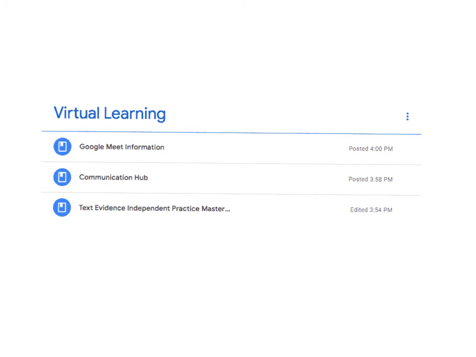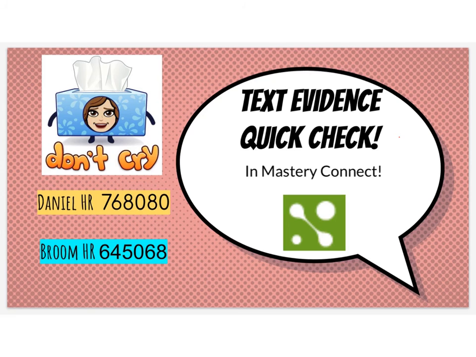Okay guys, this is where you'll find your independent work. You will go to Google Classroom in the section called Virtual Learning, and when you do that, you're going to click here. Now once you click Text Evidence Independent Practice, you will then find this where it gives you a code. You will go to Mastery Connect, click in our code, and solve a quiz on using text evidence to support inferences, just like you've seen me model in class. This needs to be complete no later than Monday at 12 when we meet together again. I'll be looking for your responses in Mastery Connect.